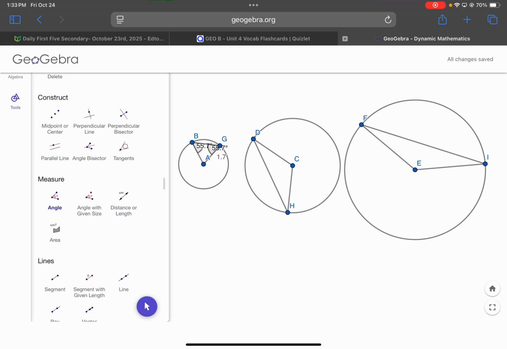Your angles are going to be different than mine, but what do we notice about those 2 angles that I made you measure? They're the same. That's what we're going to talk about today. Isosceles triangles have 2 congruent sides and 2 congruent angles. Okay? So that's what we just discovered.